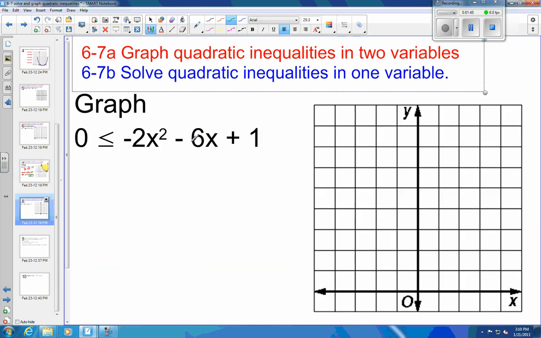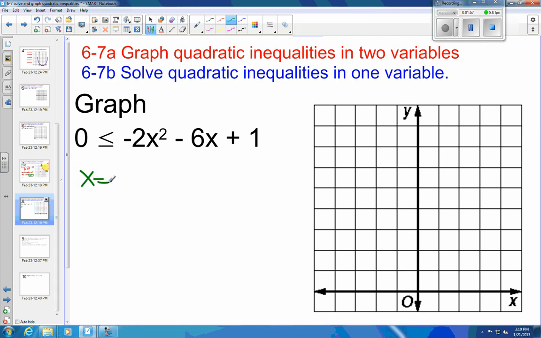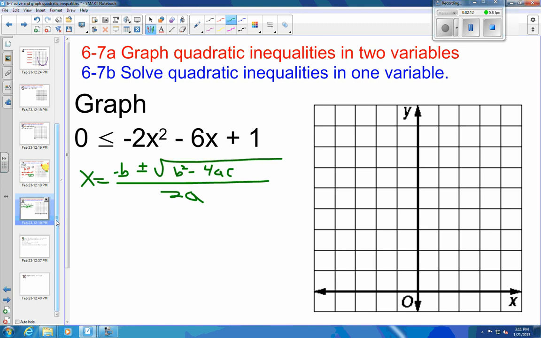So looking at another one, this is way more complex. I don't think you want to actually try to factor this thing. So one of our other methods is to use the quadratic formula. So x equals negative b plus or minus the square root of b squared minus 4ac, divided by 2a. Okay, there's our quadratic formula.